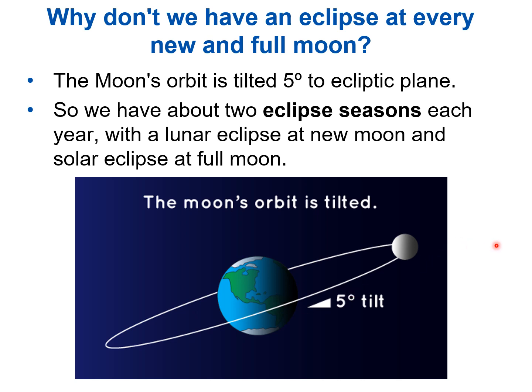So we have about 2 eclipse seasons each year, with a solar eclipse at new moon and a lunar eclipse at full moon. So about twice a year, that means somewhere on the Earth, probably not where you are, but somewhere on the Earth, twice a year, there is a solar eclipse. And then either 2 weeks prior or 2 weeks after, there's going to be a lunar eclipse, as the moon is in the full moon phase.